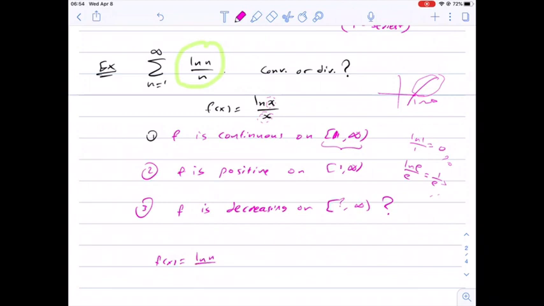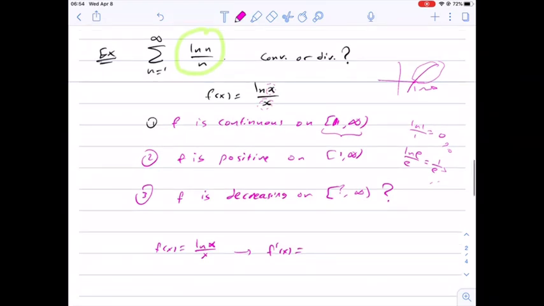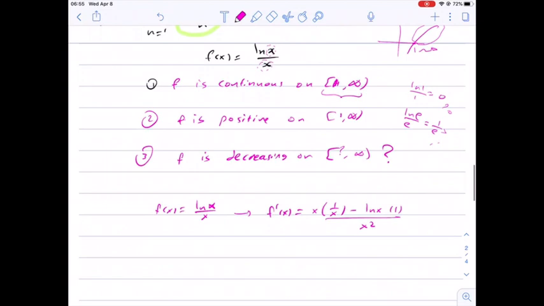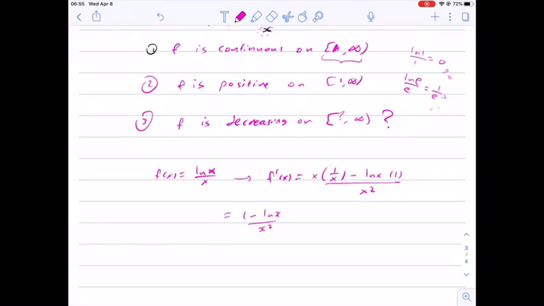So f of x equals natural log of x over x. Now we find the derivative. What is the derivative of this function? We apply the quotient rule: denominator times derivative of the numerator minus the numerator times derivative of the denominator, over the denominator squared. And that is 1 minus natural log x over x squared. Now this is less than 0 only if the numerator is less than 0, because the denominator is always positive for values greater than 0. But the numerator can be positive or negative.